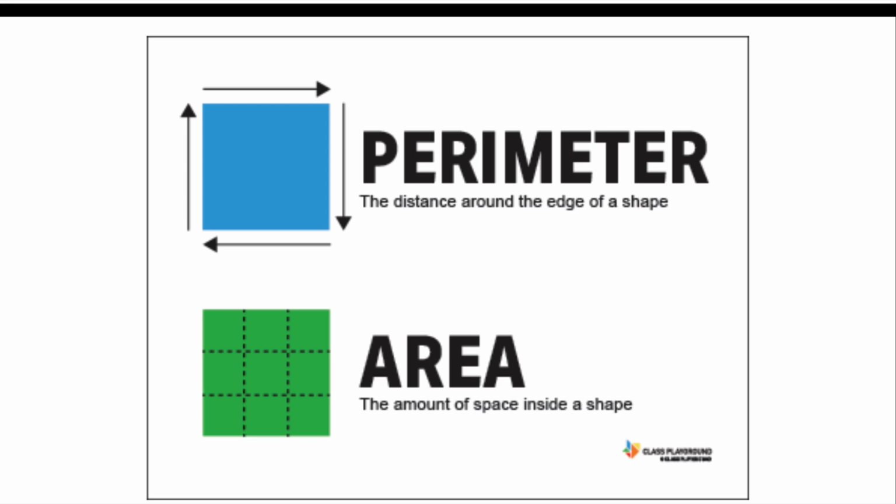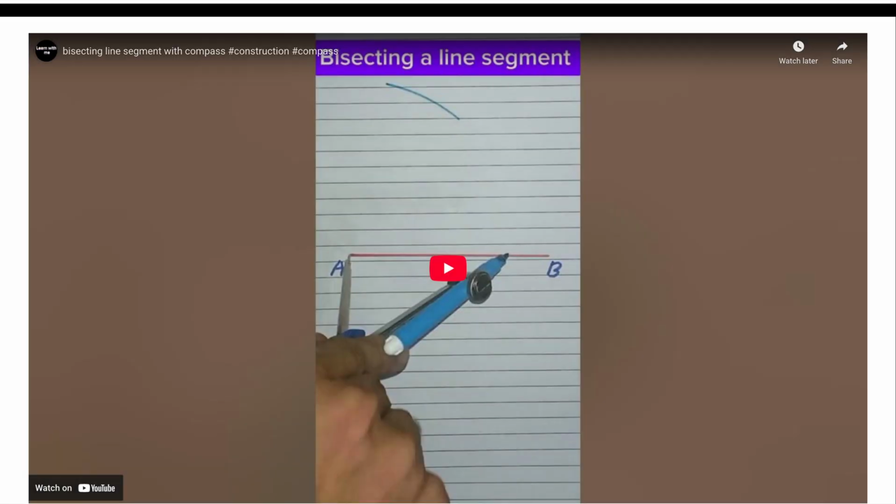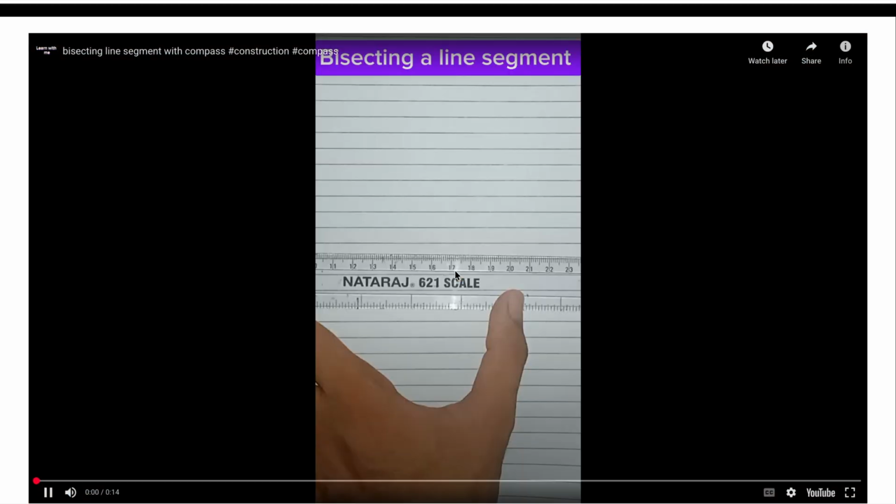Remember, when we're measuring perimeter, we're measuring the distance around the edge of a shape, and the area is the amount of space inside of a shape. And then we're going to watch a couple videos because I think that these are really good demonstrations of how to bisect a line segment. So we would start by drawing a line segment.